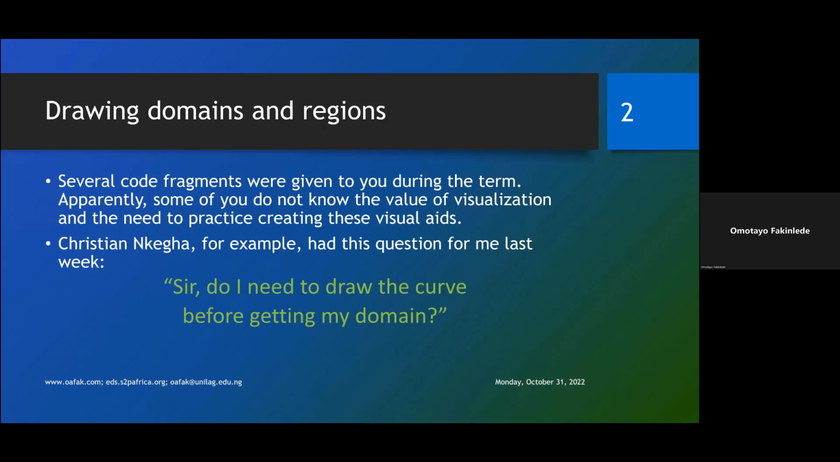I started thinking, what is the question Christian is asking? What is he really asking? Is it that he has gotten his domain without drawing a curve? Or he wants to find a way to cram a technique to just get the domain by one formula? Or what? Does it mean that he has not been practicing all the things we've been showing?